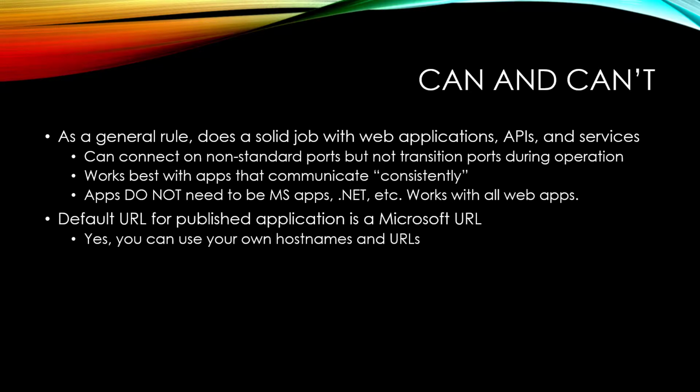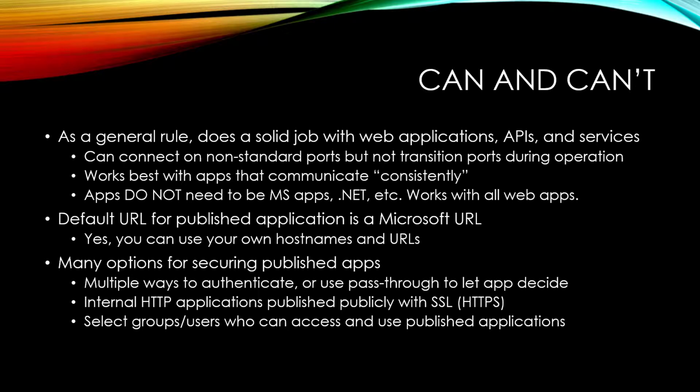So although the default URL you get for published applications is a Microsoft URL, if you happen to have hosts and DNS, and you've got your own domain, you can set up SSL certificates and register your host names, and the App Proxy can use that. So it does not have to look like you're constantly going to a Microsoft endpoint. You can actually select something that is friendly to your organization. So there are many options for securing those published apps.